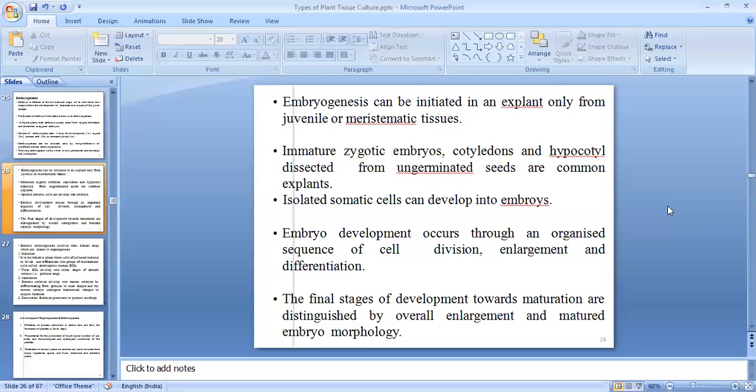This embryo development occurs through an organized sequence of cell division followed by cell enlargement and cell differentiation. The final stage of development towards maturation is characterized by overall enlargement and mature embryo morphology. Okay, so here the whole intact plant is developed from the zygote or the embryos.